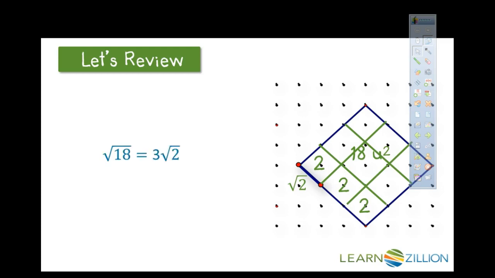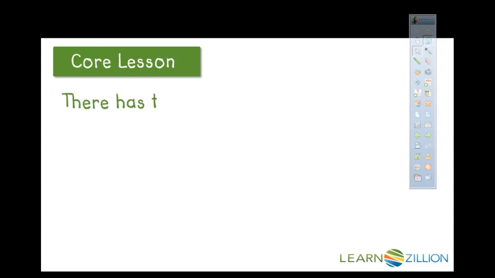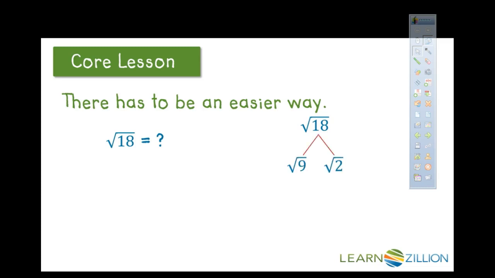But there has to be an easier way than drawing boxes. Let's take the last example, the square root of 18. You can decompose the radical into factored parts. You may have learned how to make factor trees. Now they can help you decompose this radical. The square root of 18 can be factored into the square root of 9 times the square root of 2. The square root of 9 can be factored into the square root of 3 times the square root of 3.